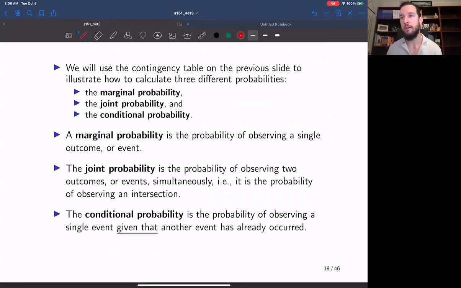The conditional probability is a combination of the joint and the marginal. What it tells us is the probability of observing a certain outcome given that something else has had to occur. So a conditional probability is the probability of an event in the space of something else that has to have happened first. And to compute the conditional probability, we require the joint and the marginal. So we're going to go through examples of computing each of these now, and we'll talk about the formal definition of the conditional probability momentarily.